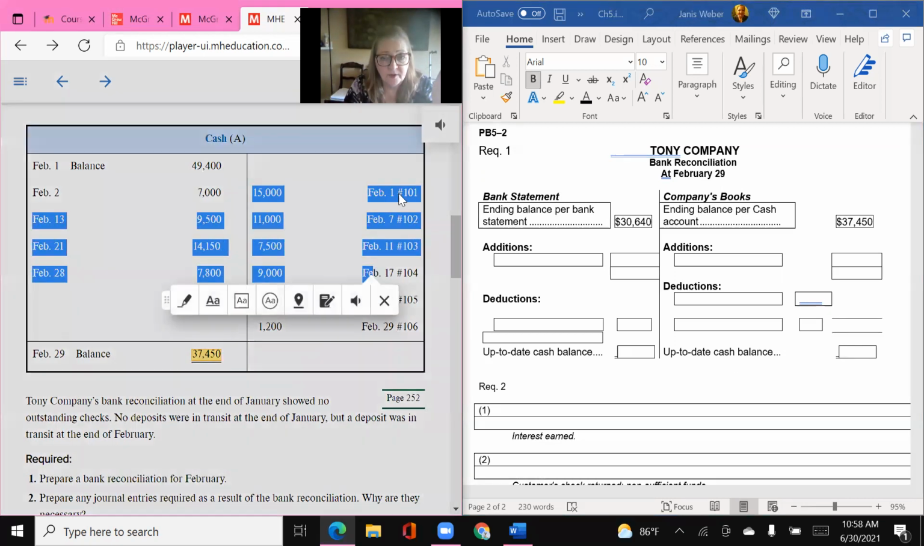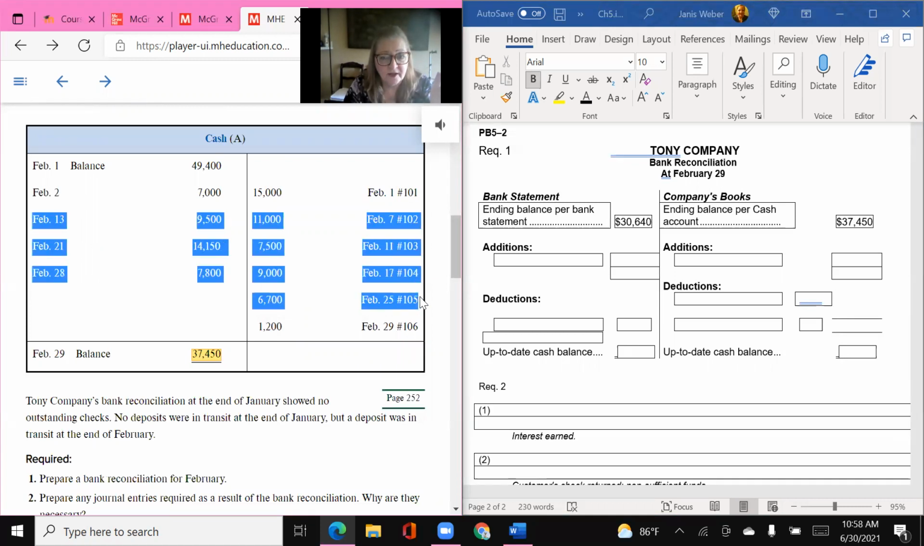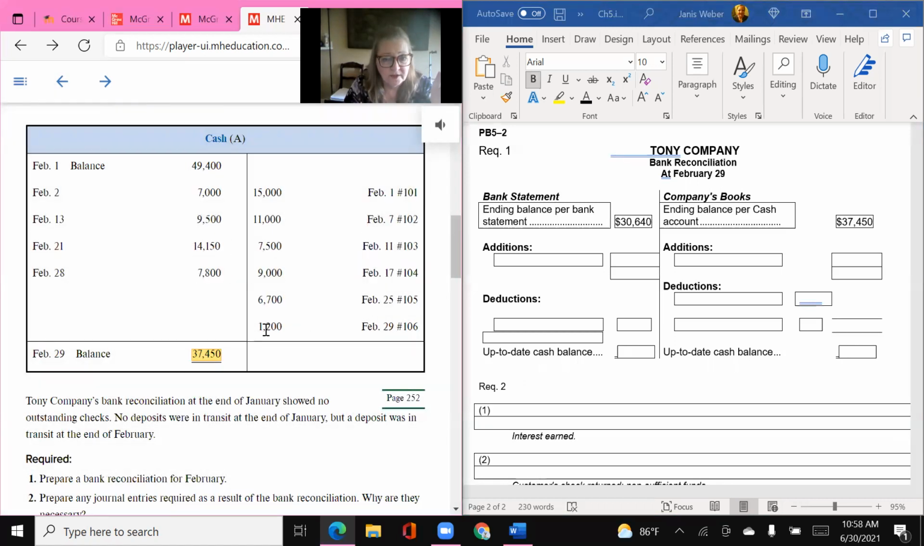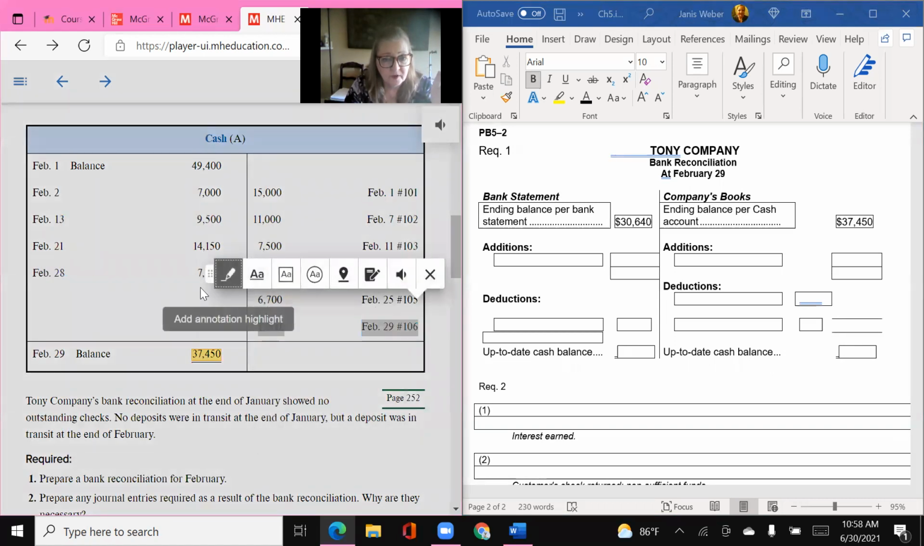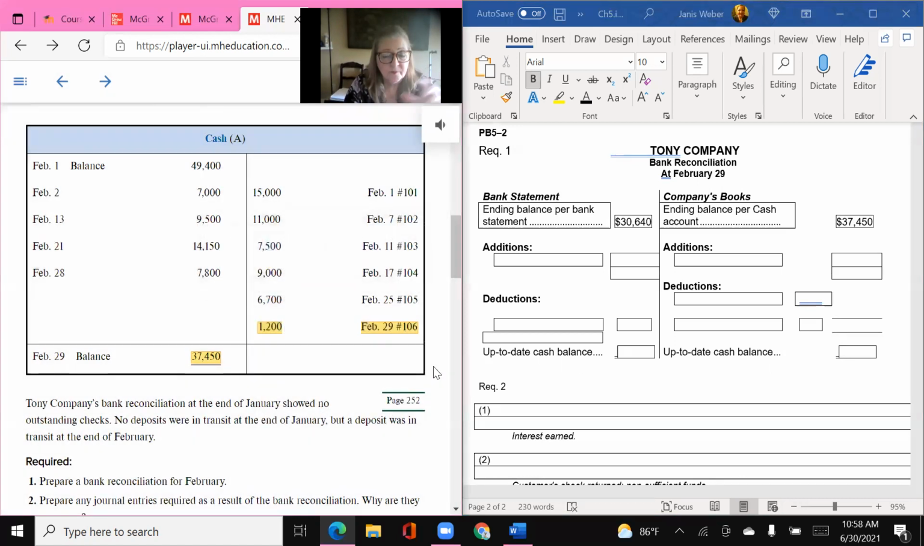So if you compare them, no, don't do that. We're going to get all these first five, I'm just highlighting all that. Those cleared, but this one, the $1,200 one, did not clear. Okay, just give me a little bit of highlight. That's fine. A $1,200 check is still outstanding.